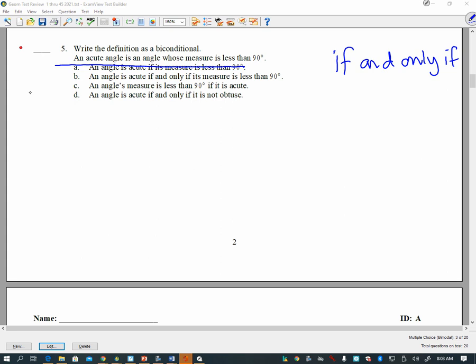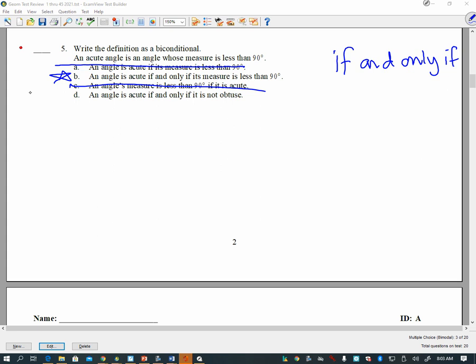An angle is acute if and only if its measure is less than 90 degrees. Is that a true statement? Is it a biconditional statement? Yes. But let's look at the rest. An angle's measure is less than 90 degrees if it is acute. Is that a true statement? Yes, but is it a biconditional statement? No.